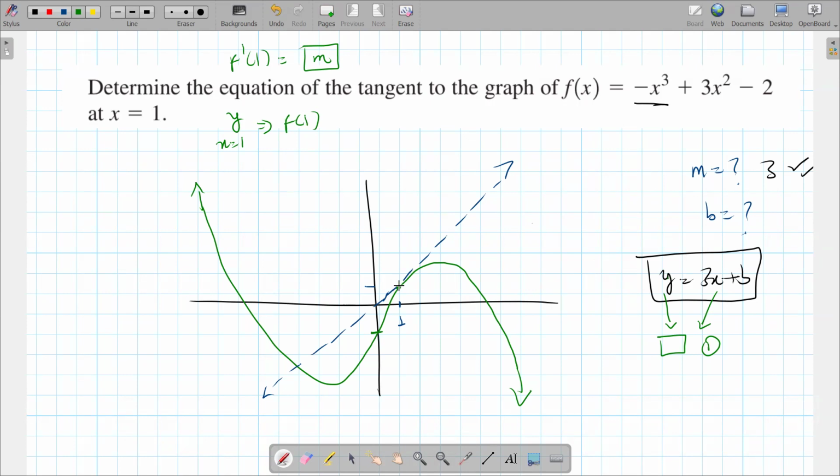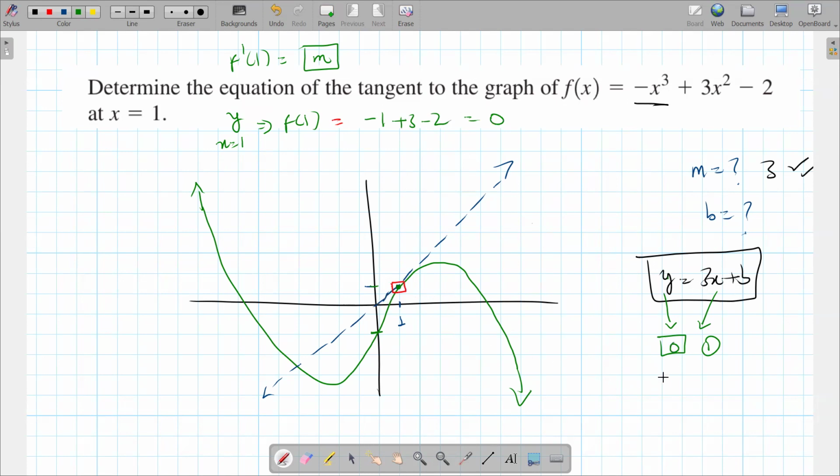This x and y value, this coordinate, 1 comma whatever this y value, both this line and this curve share that one point, which is right here. This point is shared, okay? So if we find the y value from the green curve, we can plug it into this blue curve to find the b value. So what you do now is you find f of 1, which is going to be -1 plus 3 minus 2. Just plug 1 in there. 3 minus 3 is 0. So our y value is 0. So it's going to go through the origin, basically.